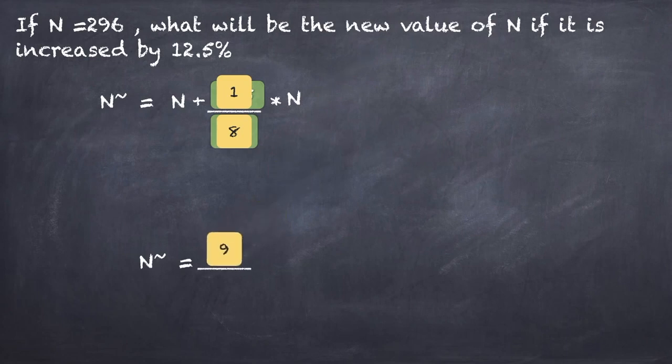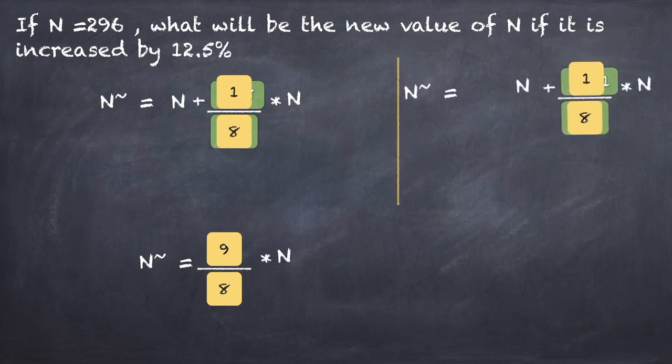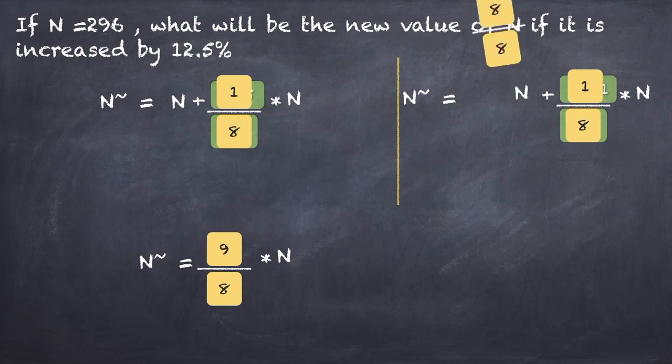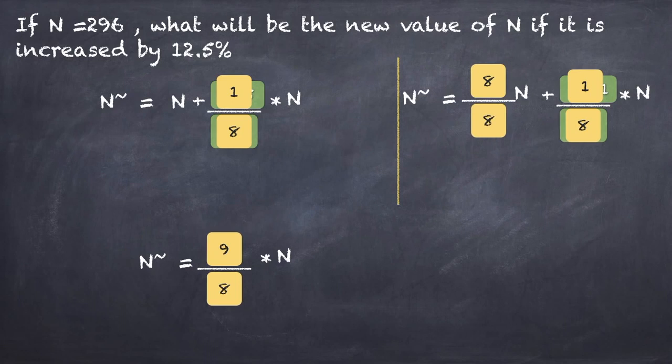In case you're struggling with getting from the first equation to the second, the shortcut would be to think like that. The equation that you have to work on was n plus 1 by 8 of n. Just think of the initial n as 8 by 8 of n, because the 8 by 8 will get cancelled and you get n back. So now you can see that the denominator is the same, so it's just about adding the numerator, so your value becomes 9 by 8.